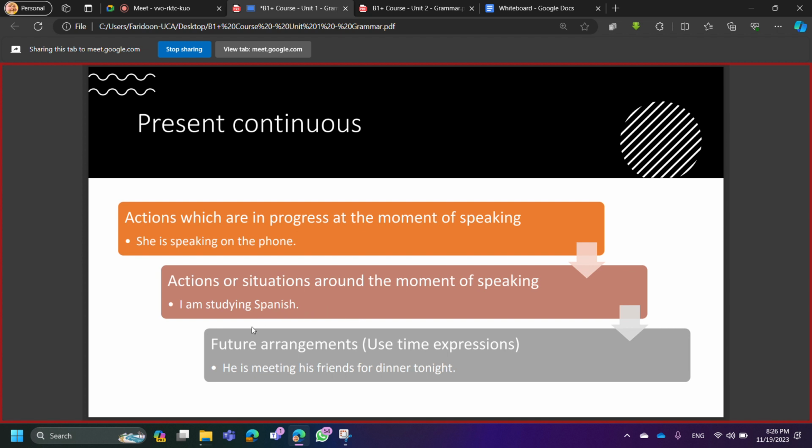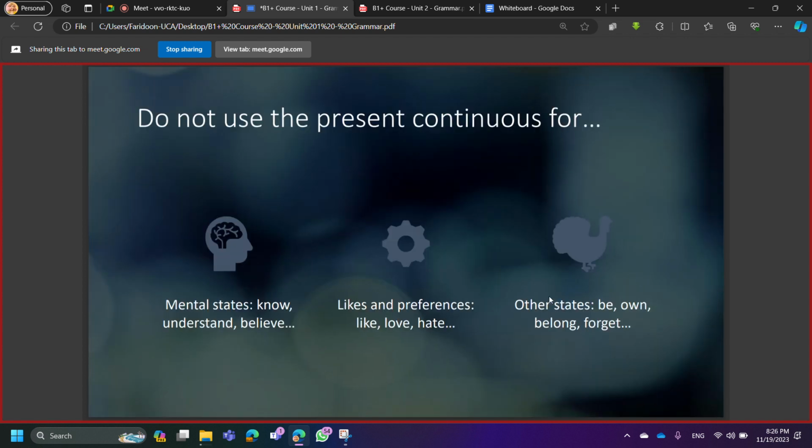And the last one, it can also talk about future arrangements, but just be careful with the help of time expressions. Okay, for instance, he is meeting his friends for dinner tonight. Now, the moment you see the word tonight, you know that it's a future arrangement, because tonight hasn't come yet, so you can use it for future arrangements. Okay.